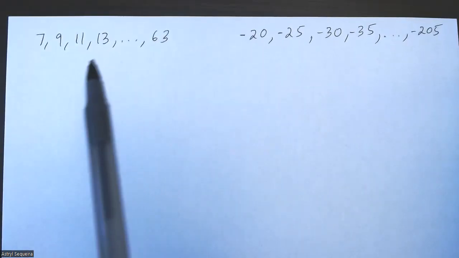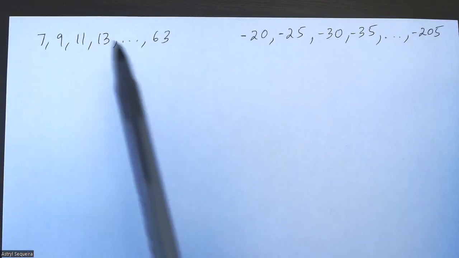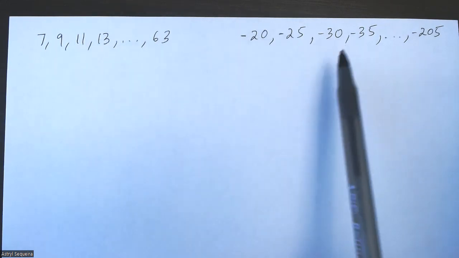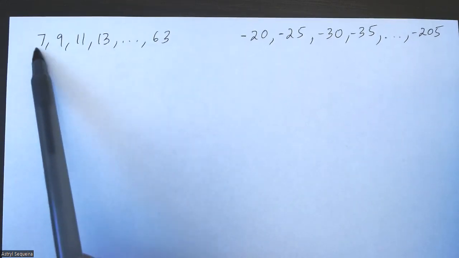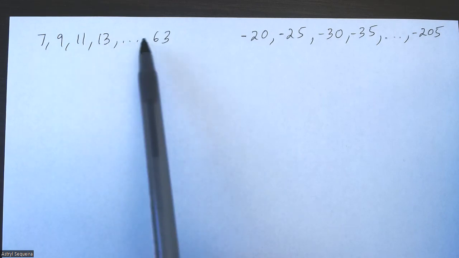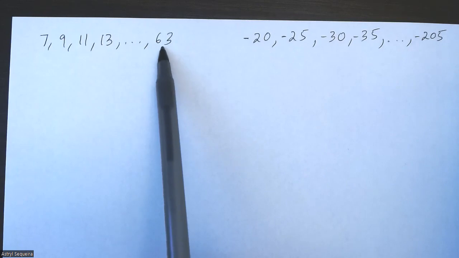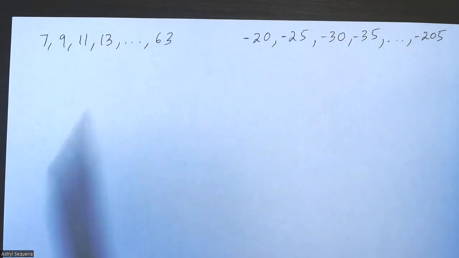All right, so in this video, we want to determine the number of terms in each of these sequences. I have two different questions over here. The first question, my first term is 7, and then it goes to 9, 11, 13, and then there's a bunch of terms here, and then the last term is 63. I need to determine the number of terms in this sequence.